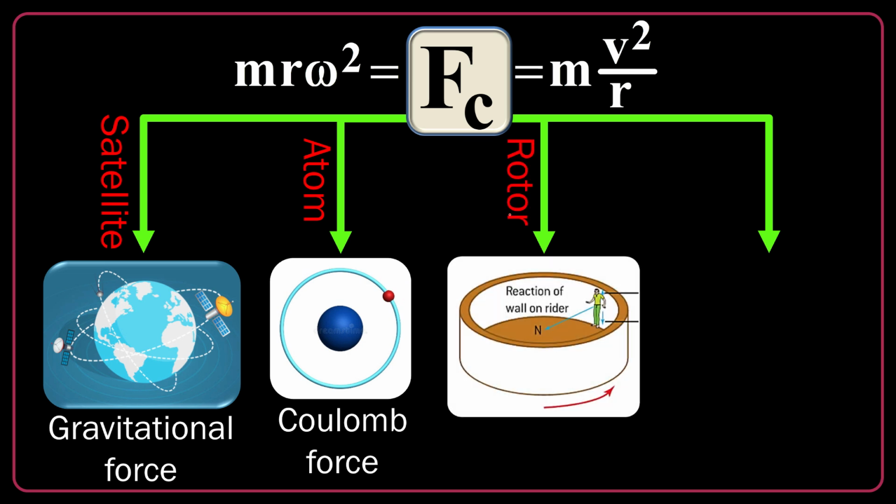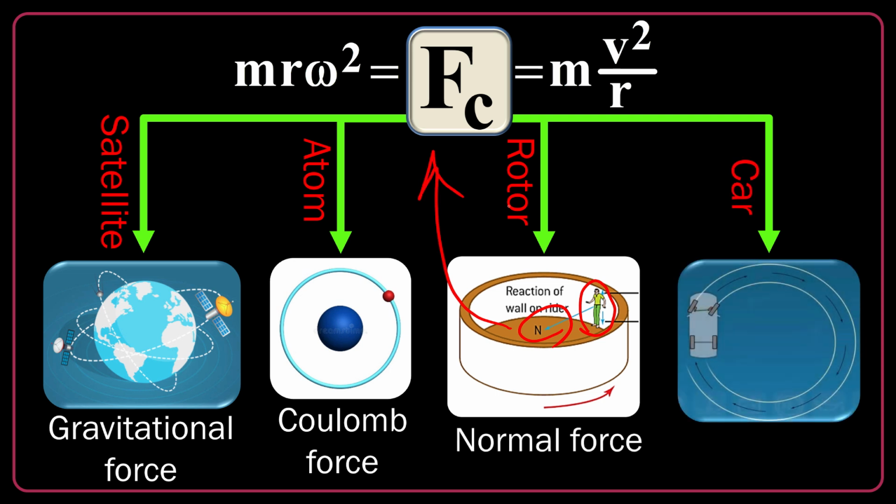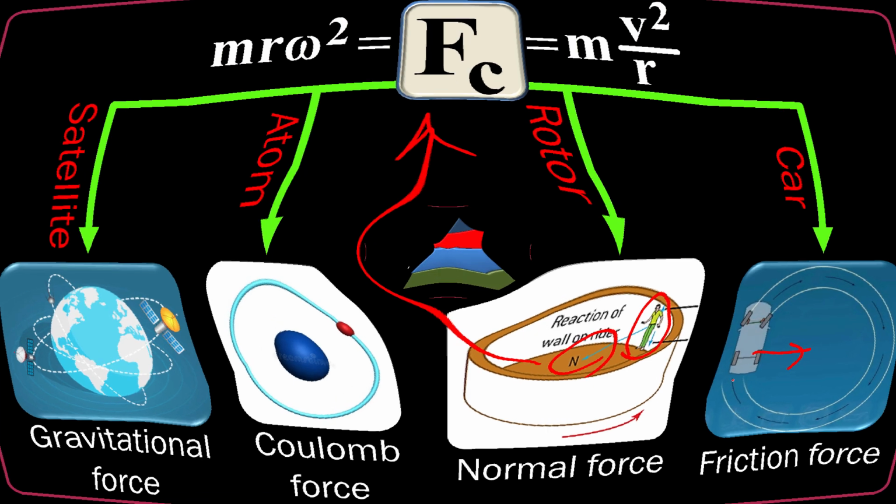Rotor. In amusement parks, there are very huge rotors, revolving cylinders. People stand inside the cylinder, and the normal force provides this Fc. The other one is the car in a roundabout. You know, the car in a roundabout always relies on friction. Without friction, there is no possibility to have that circular path. So here I will substitute that for friction force.